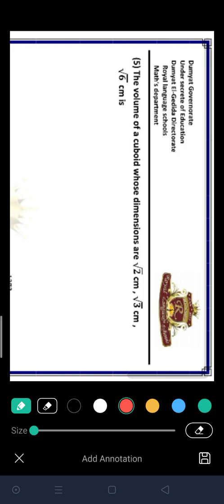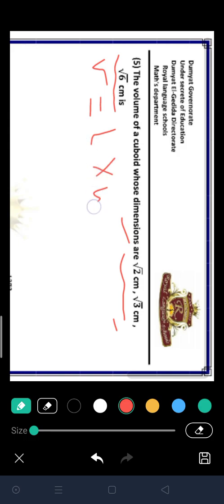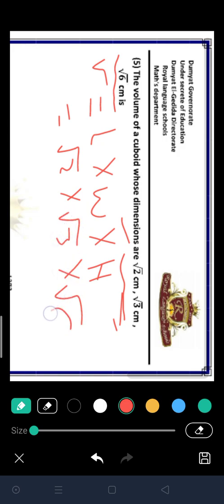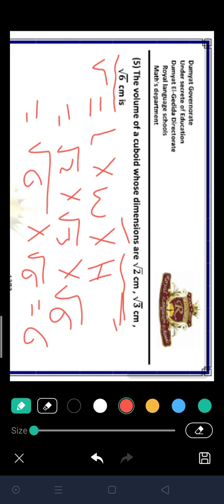Example number 5. The volume of a cuboid whose dimensions are root 2 centimeter, root 3 centimeter, and root 6 centimeter is, we know that the volume of the cuboid equals the product of the three dimensions: length times width times height. Root 2 is the length, root 3 is the width, root 6 is the height. Now root 2 times root 3 equals root 6. Root 6 times root 6 equals 6. But 6 what? What is the measurement unit? 6 cubic centimeters.